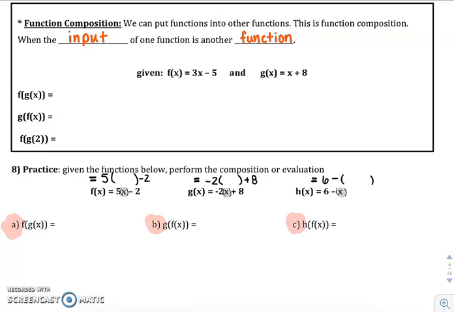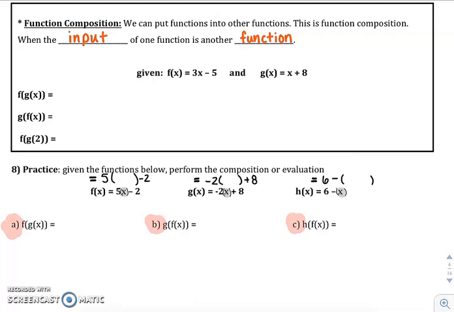So let's go ahead and look at some examples. I've gone ahead and written out each of the functions, the f function, the g function, and the h function, what it would look like if you're substituting in a function into their x spot. So for f, 5x minus 2, where that x is, you would put parentheses. So 5 parentheses minus 2. G, negative 2x plus 8, would be negative 2 parentheses plus 8. And h would be 6 minus parentheses, because it's 6 minus x. So I think that might help as we go down and look at these.